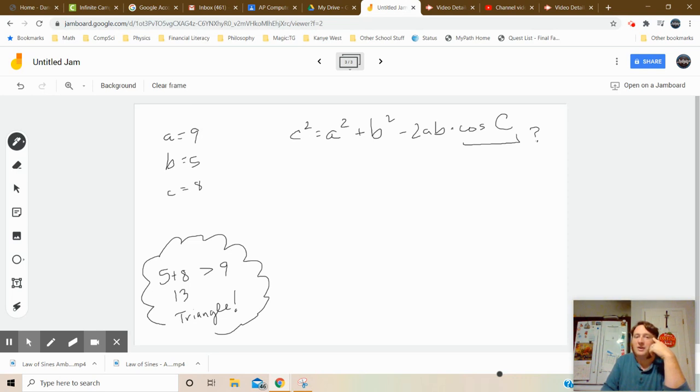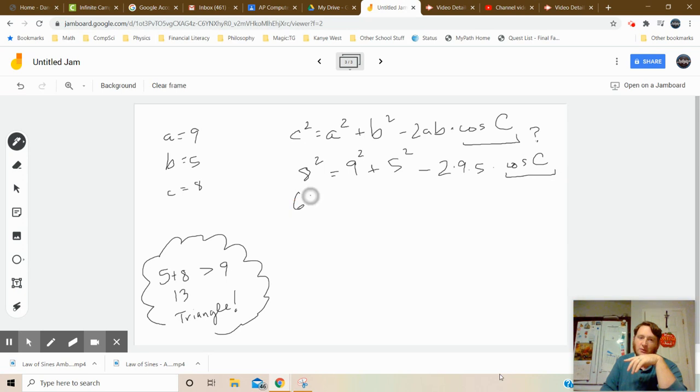So with these labeled the way they are, C would be 8 squared, A would be 9 squared, and B would be 5 squared. Again, it no longer matters that the longest side's over here by itself because it's not Pythagorean theorem. Minus 2 times AB, which is 9 times 5. For right now, we're just going to treat cosine C like a variable. We don't know what it is.